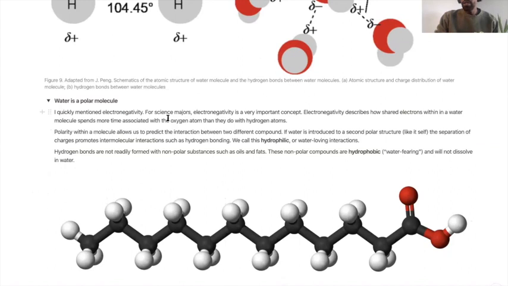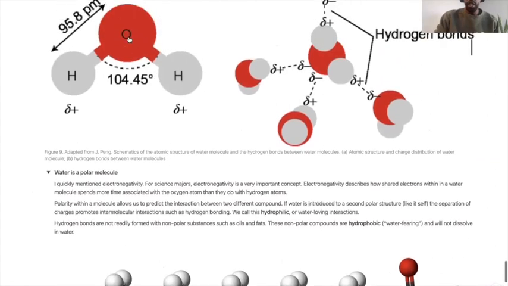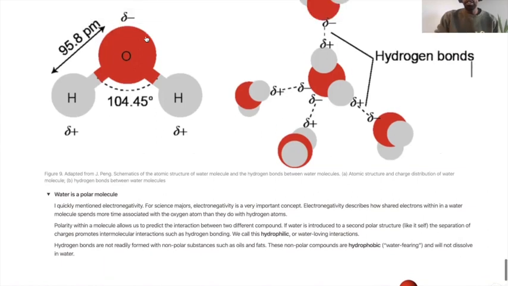But in its simplest form, electronegativity describes how shared electrons within a molecule, for example, water, spend more time associated with one atom than the other. In this case, the electrons are going to be closer to the oxygen atom than the hydrogen atom. And that's because oxygen is more electronegative, or has a stronger pull on the electrons, than the hydrogen atoms. So that's termed electronegativity, and that's what actually gives us this partial negative and partial positive charge.